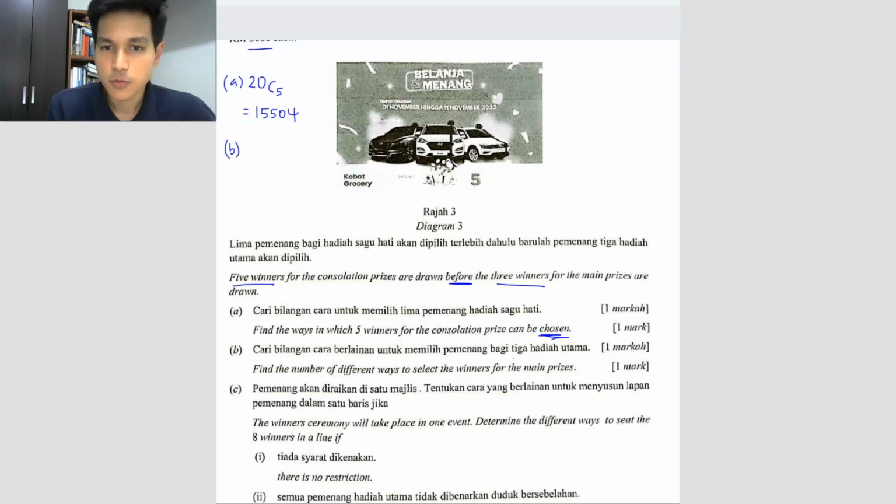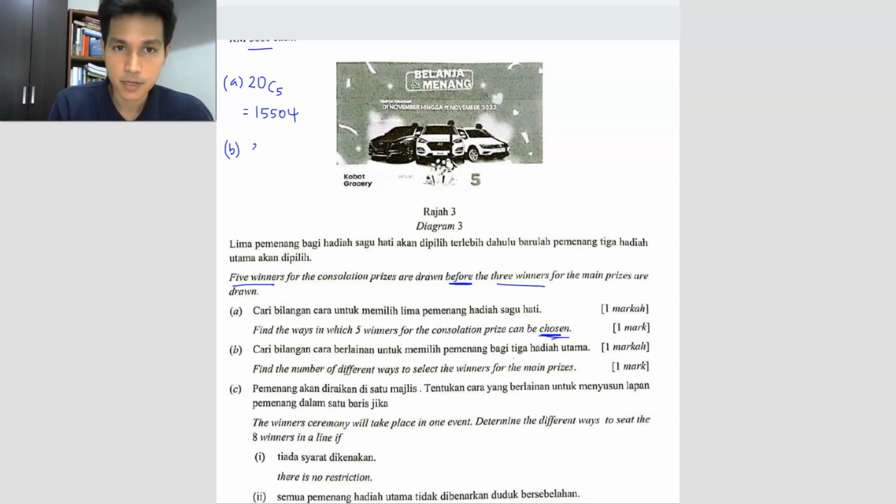Question B, find the number of different ways to select the winner for the main prize. Okay, so now they want the winners. Now the winners matter, correct? We have to see who gets the first place, who gets the second place, who gets the third place, right? So arrangement technically matters. Because it matters, you have to use permutation. So when you use permutation, of course, how many of them are you going to choose from?